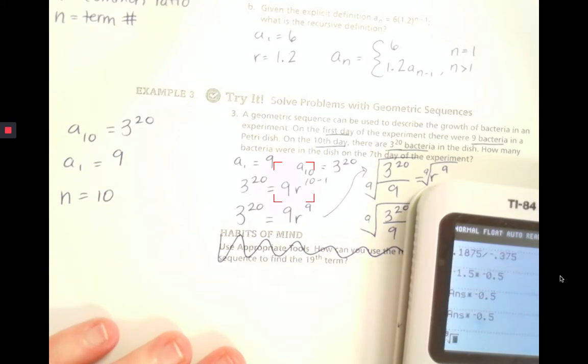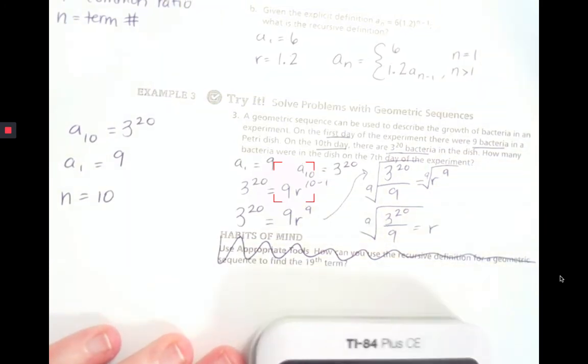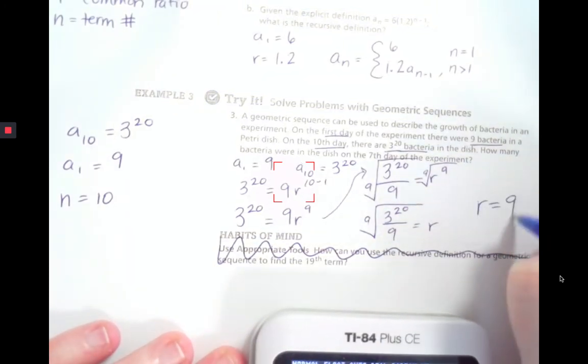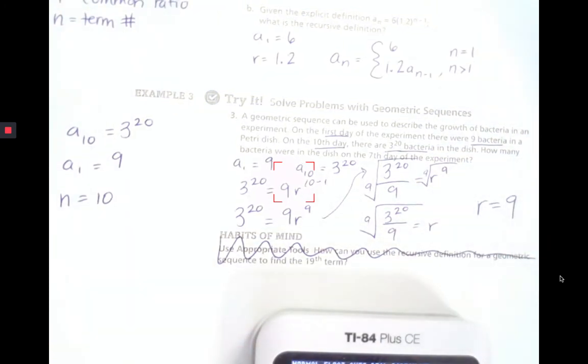So 9 math 5, that gives me the ninth root of 3 raised to the 20th power over 9. And it tells me that r is equal to 9. Well, that's not what we need to know. We need to know how many bacteria were in the dish on the 7th day of the experiment.